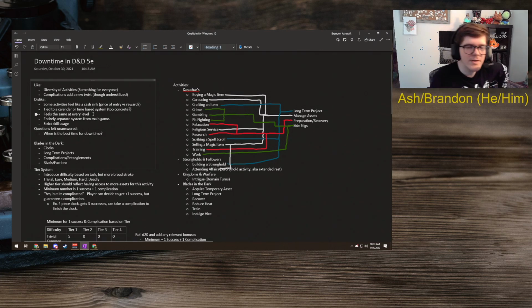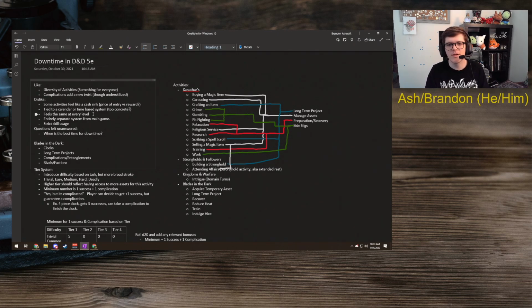The other thing is, it feels the same at every level. If you look at stuff like creating magic items, it doesn't actually require a roll to achieve it. And I'm not saying it needs to, but it should at least be easier to do at higher levels. It should be easier for a 20th level character to make a legendary magic item than it is for a first level character.